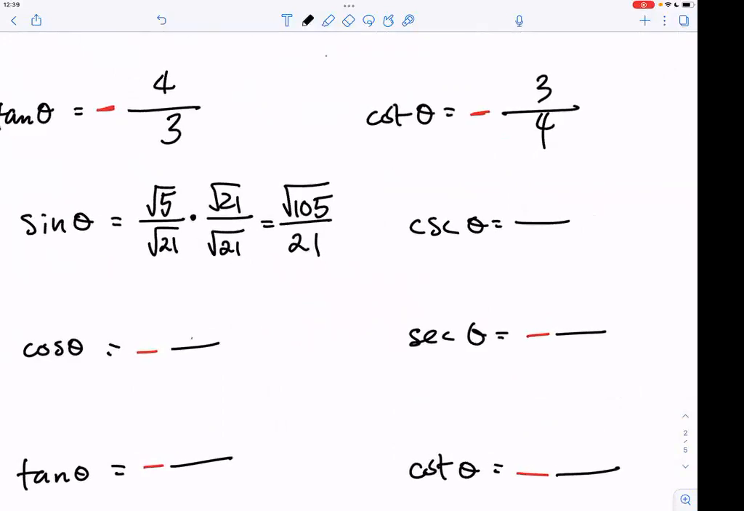All right, now what about the cosecant? Should we use the reciprocal of √5 over √21, or should we use the reciprocal of √105 over 21? Which one is better, the left or the right? The right one. Which one should we reciprocate? The left one. Why is it the left one then?